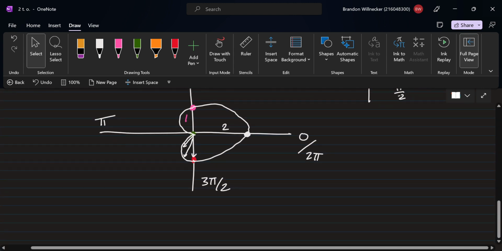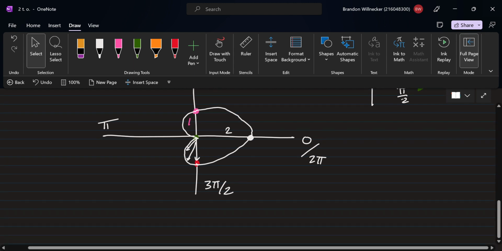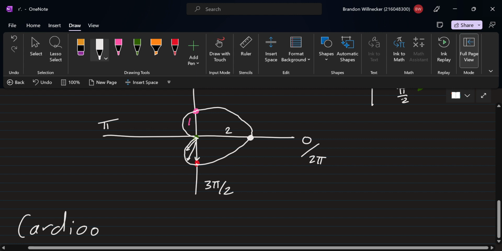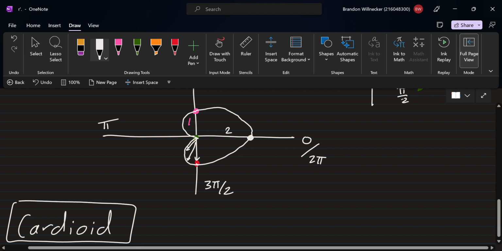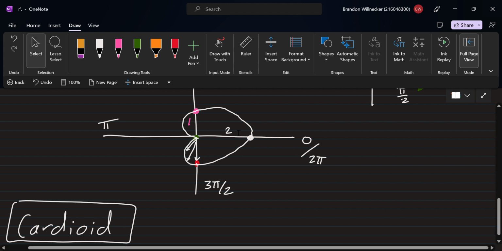Okay, and then this shape here, if you're going to be looking at this online for more problems or more explanations, this is called a cardioid. Okay, so like cardio for your heart because it makes a heart shape. Okay, so if you're going to look this up online, look up cardioid and you'll see some pictures like this. Okay, any questions on this?